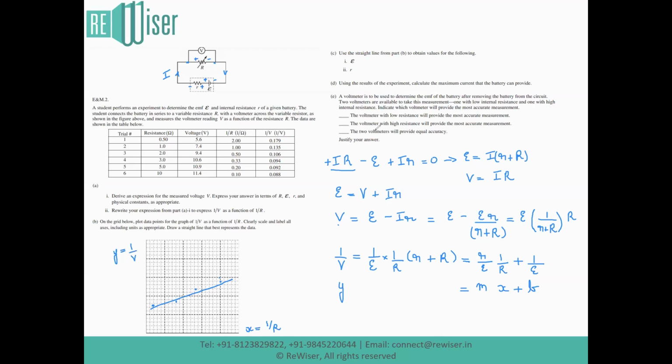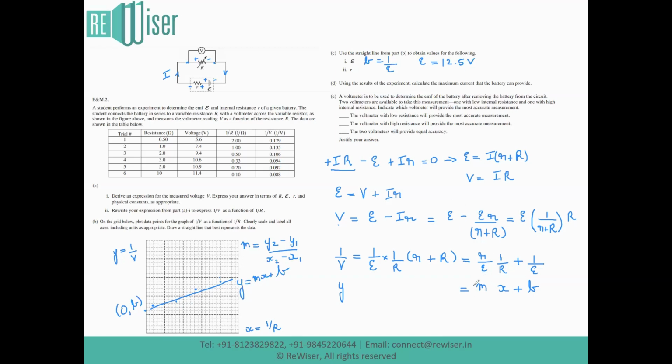Moving on to the next part. Use the straight line to obtain the values of the following, that is epsilon and r. Epsilon you can find out from the value b. Here, in an equation y is equal to mx plus b, m stands for the slope, which can be found out as y2 minus y1 divided by x2 minus x1. b is nothing but the y-intercept 0, comma b. Extending the line backwards, the intercept can be found out. And since b is nothing but 1 by epsilon, the epsilon value can be found out to be approximately 12.5 volt.